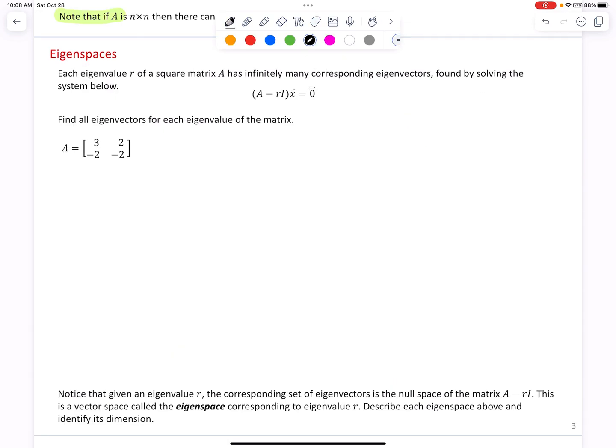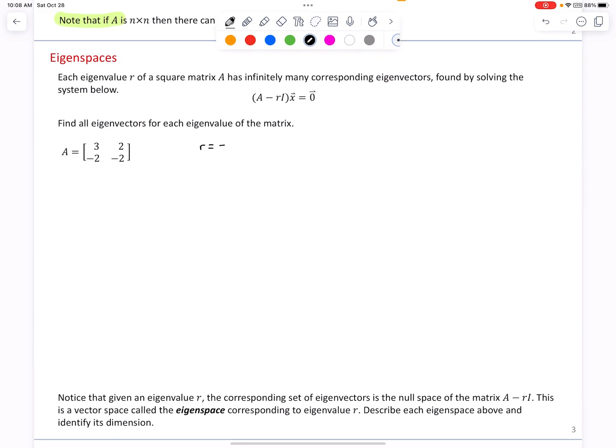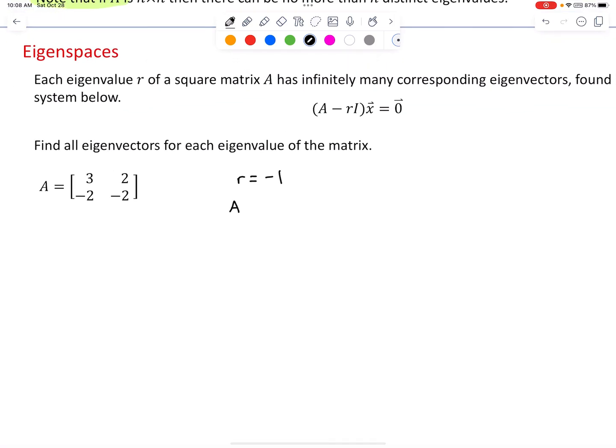Now we have to do this for each eigenvalue. So the eigenvalues that we found from the previous page were negative 1 and 2. I'll go in order from least to greatest. So working first with R equals negative 1. We begin by setting up A minus RI times some vector x equals the 0 vector. And then we substitute this eigenvalue into this equation. And we get A plus the identity matrix times some vector x must be equal to the 0 vector.